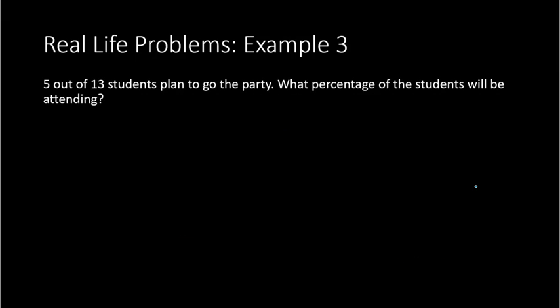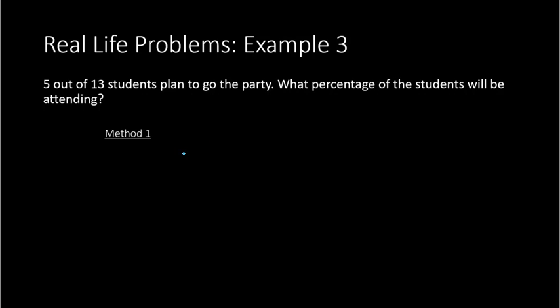One more example. Here we are told that 5 out of 13 students plan to go to the party. And the question is, what percentage of the students will be attending? All right, so again, with this one, we have 2 different methods we can use. And this one's a little different than the other types of problems in this lesson. We're kind of throwing it in here because we're dealing with percentage. So 5 out of 13 students plan to go to the party.